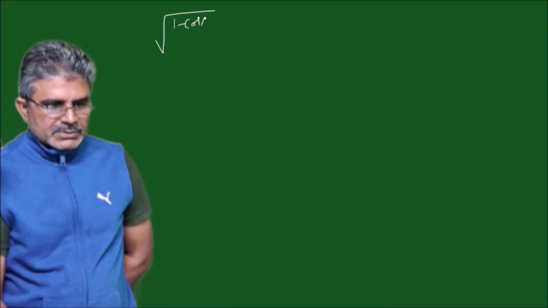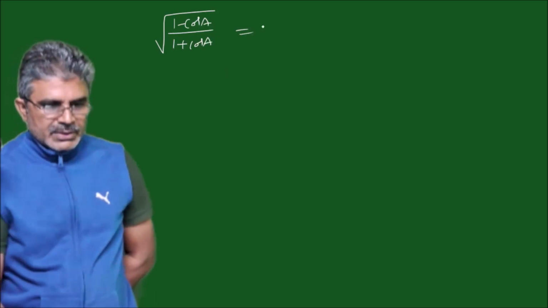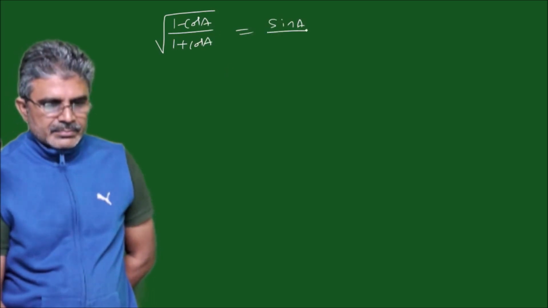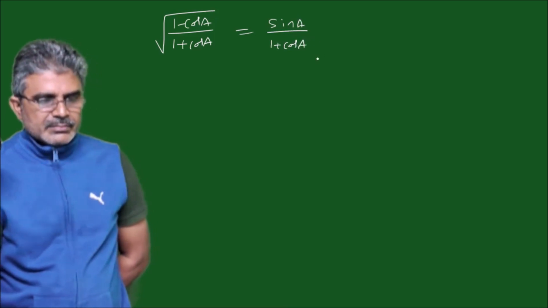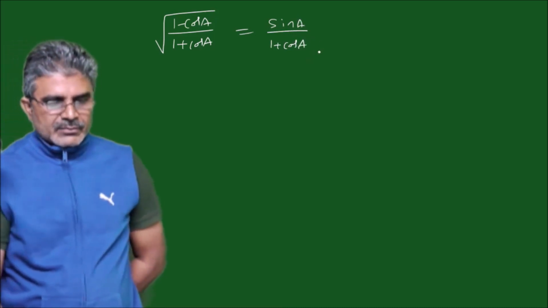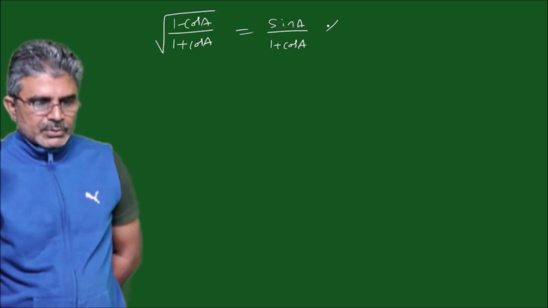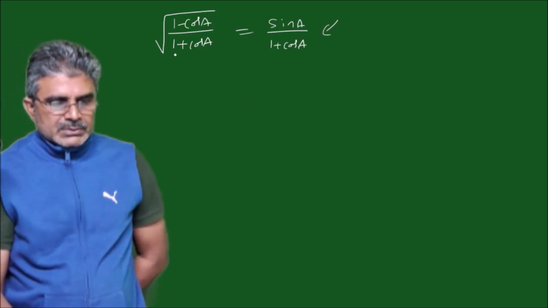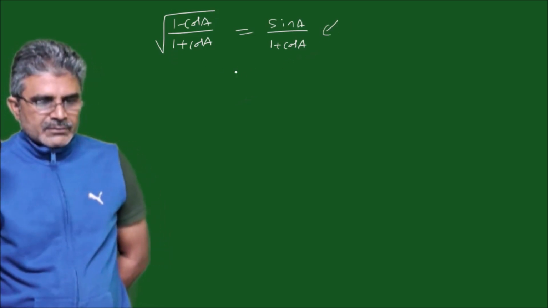Our next problem is: square root of (1 minus cos A) divided by (1 plus cos A) should be equated to sin A by (1 plus cos A). This is the extension of the previous problem. We need to prove it in a different way. The question is the same, but we need to prove it in a different way.